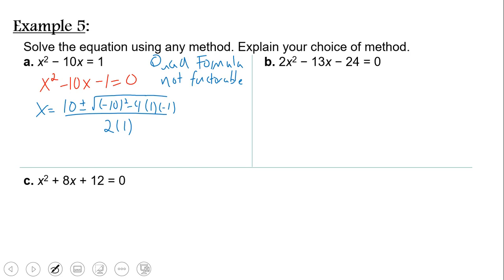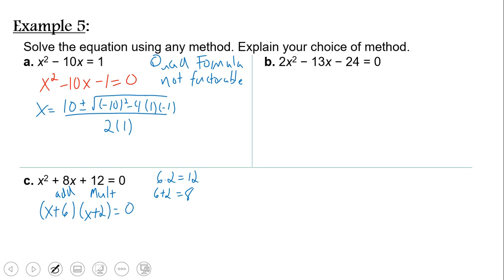Let's drop down to c. On c, I'm going to say to myself, wait, is there something that multiplies to this and adds to this, which is what I do with factoring? And I hopefully am thinking to myself, wait, 6 and 2. 6 times 2 is 12. 6 plus 2 is 8. Yes, this factors. So I can factor this to x plus 6, x plus 2 is equal to 0. You always want to factor because factoring is the easiest thing to do.